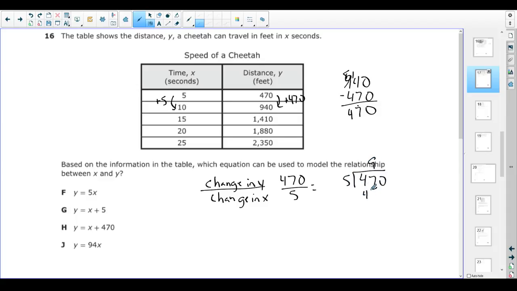That's 94. Yeah, that's right, 94. So 94 is what's being multiplied by our time, which means it's going 94 feet per second, which looks like answer J. So if you're looking to write an equation, just find the change in y, find the change in x. Most of the time in 7th grade, if you can get that number, you can get the answer. Sometimes you have to add or subtract to it, but in this case we don't. That's it. All we needed was the rate of change, and then we're done.